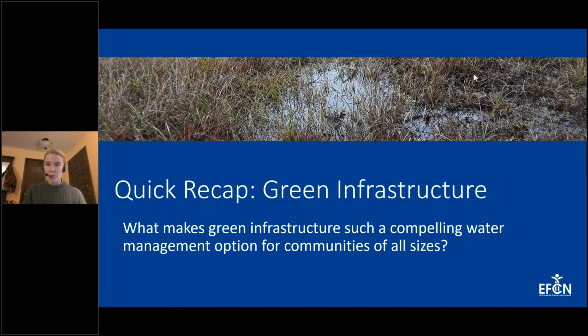Okay, so before we get into our main presentations for today, I'm just going to do a really quick recap of green infrastructure. Just make sure we're all on the same page when we're talking about green infrastructure here. So I'm going to go over the basics of green infrastructure, how it relates to water, wastewater, and stormwater systems. If this is the first webinar in the series that you're attending, please know that you can also view the full version of our first webinar, which was recorded and is now hosted on the EFCN website and on YouTube.